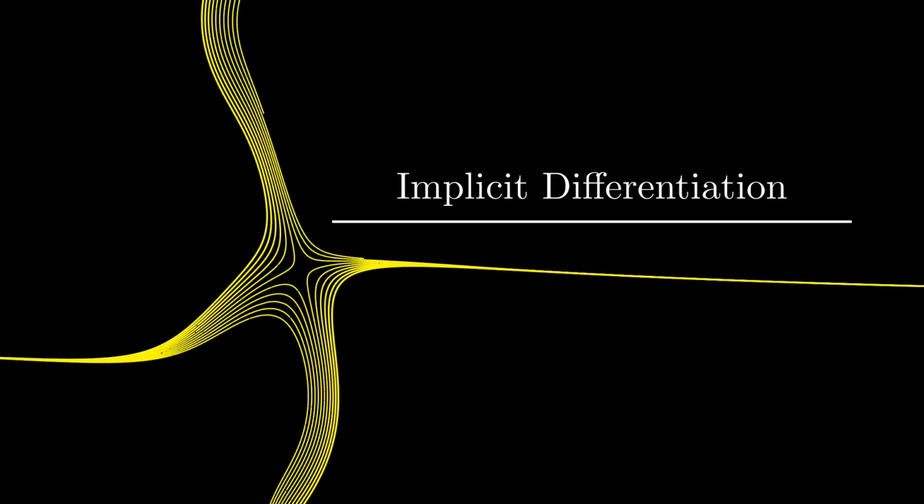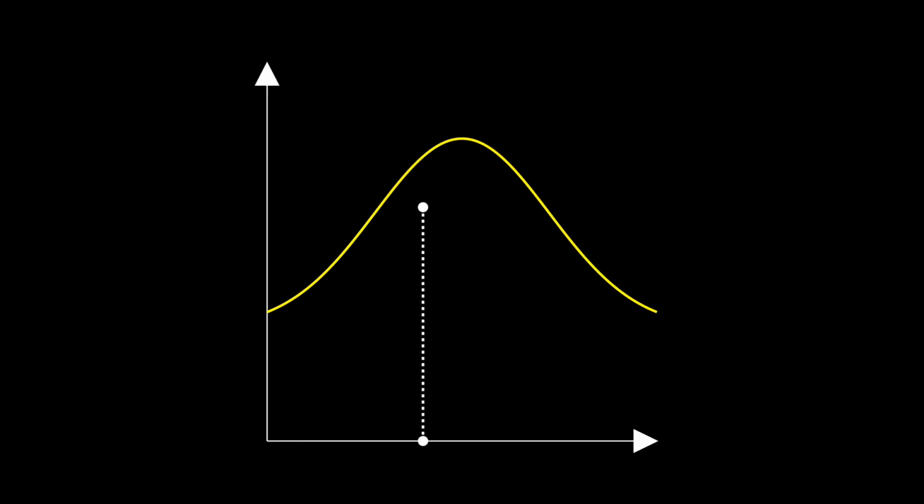Implicit differentiation is a powerful technique that will help you tackle complex calculus problems with ease. Here's how to do it. First, let's quickly recap what differentiation is. Differentiation is the process of finding the rate of change of a function with respect to a specific variable. In other words, it tells us how the function is changing at any given point.